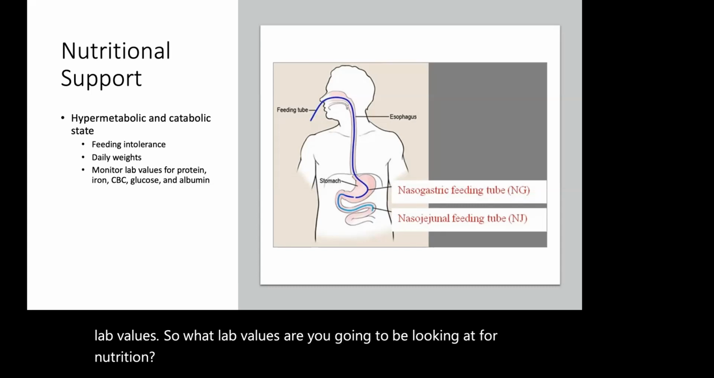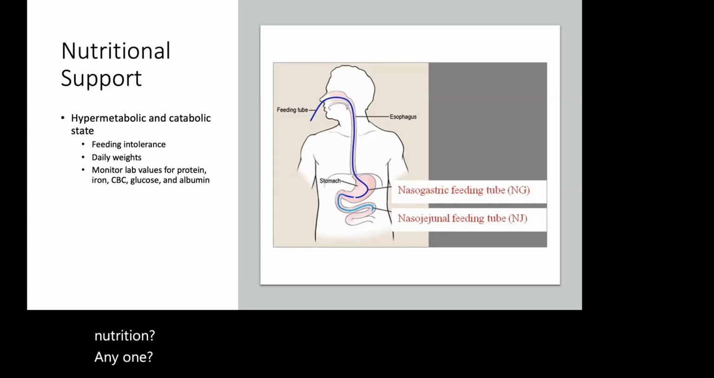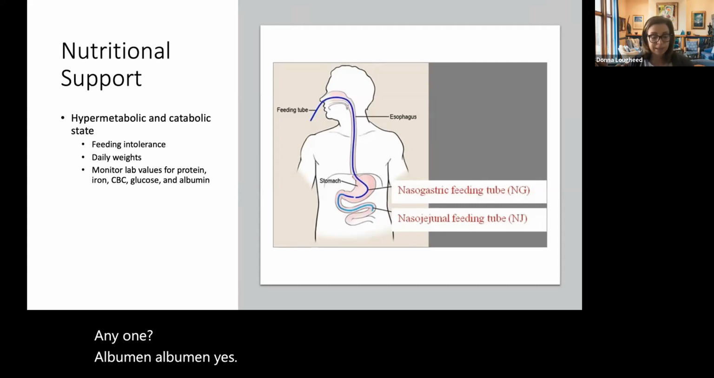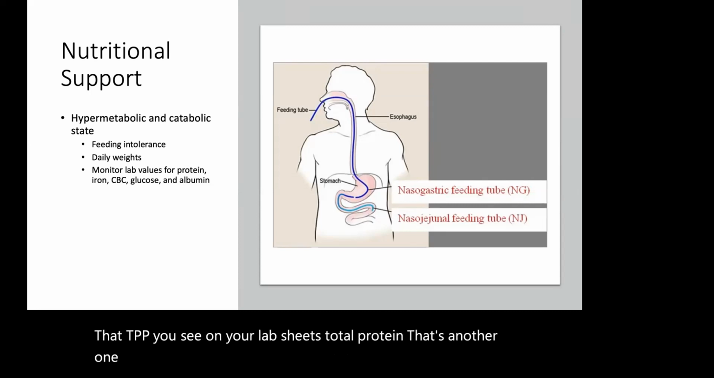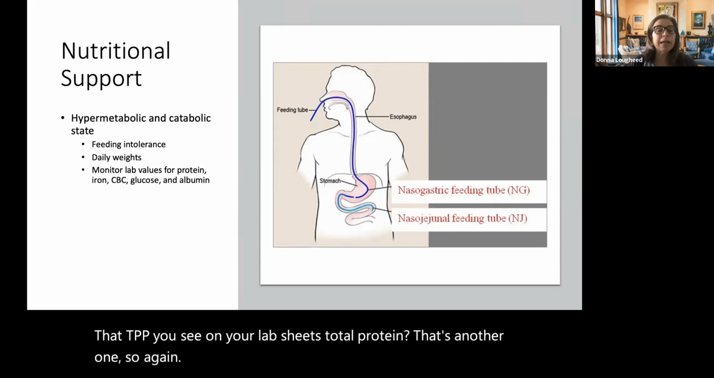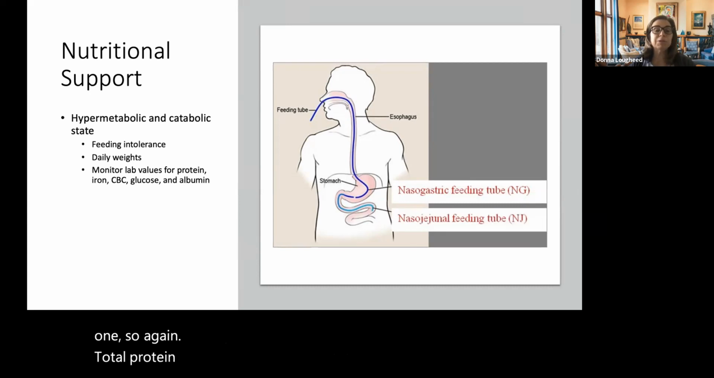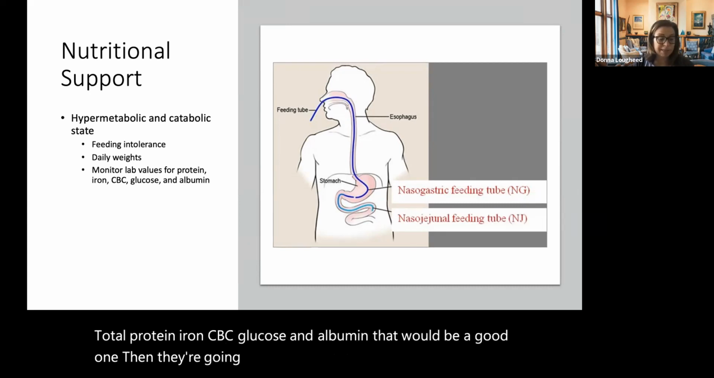Anyone? Albumin. Yes. That TP you see on your lab sheets, total protein, that's another one. So again, total protein, iron, CBC, glucose, and albumin. That would be a good one. Then they're going to indicate whether there's adequate nutritional intake. Good.